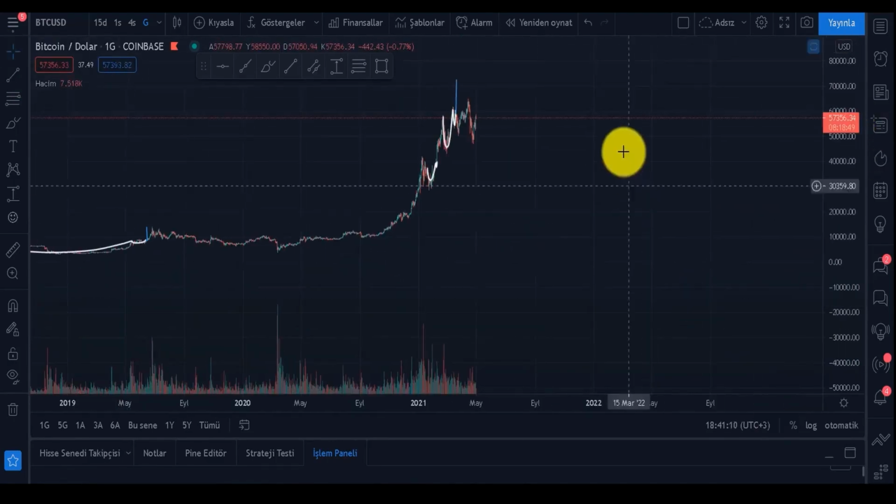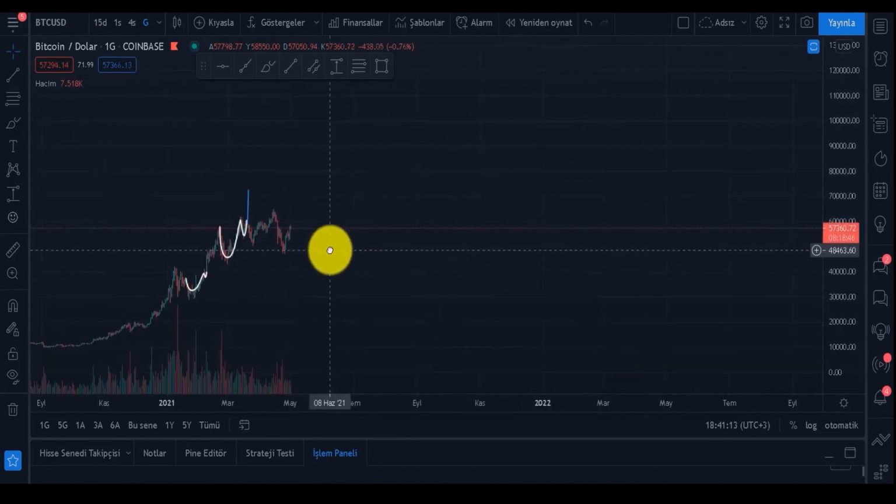Many cup and handle formations are working in Bitcoin. By using these, you can determine the target and direction yourself.